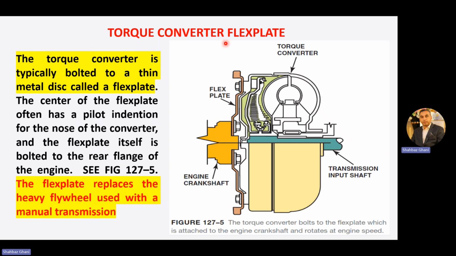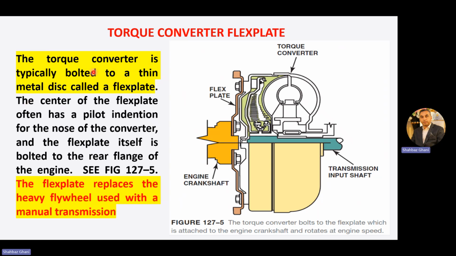Now, torque converter flex plate. The torque converter is typically bolted to a thin metal disc called the flex plate. The center of the flex plate often has a pilot indentation for the nose of the converter. So this is the crankcase, and this is your flex plate, the brown one, and this is your impeller. This is your turbine. This portion is the stator, and this green is your lockup clutch.